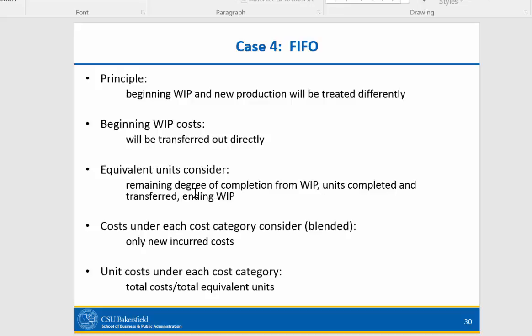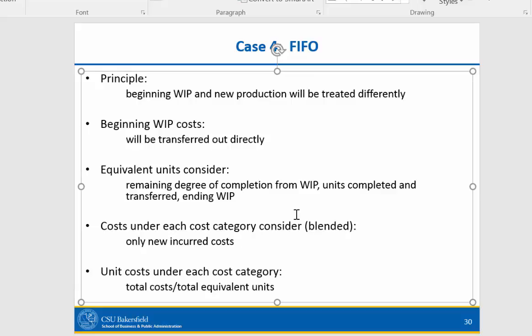So you can see that this is quite different because we're not going to blend the beginning inventory anymore. We're going to look at how much extra work I have to do for the beginning inventory. I'm going to consider only the equivalent units that are left in the beginning inventory, not all the units. So I only look at the remaining degree of completion. Then the units completed and transferred. Then the ending WIP.